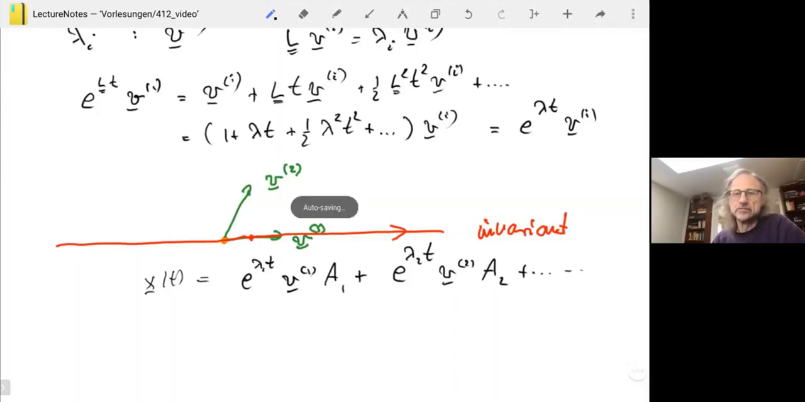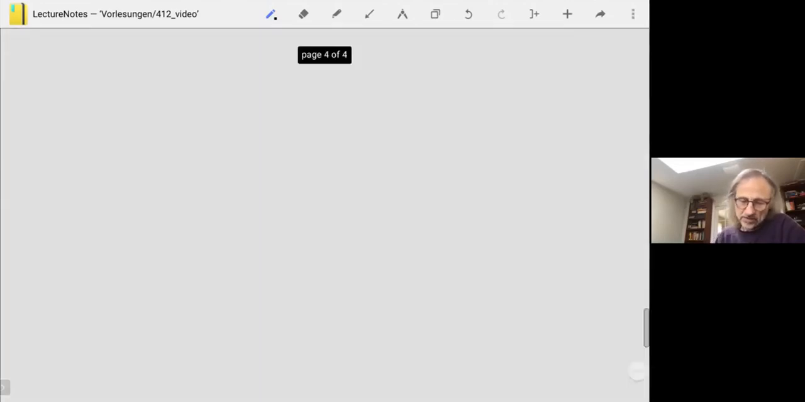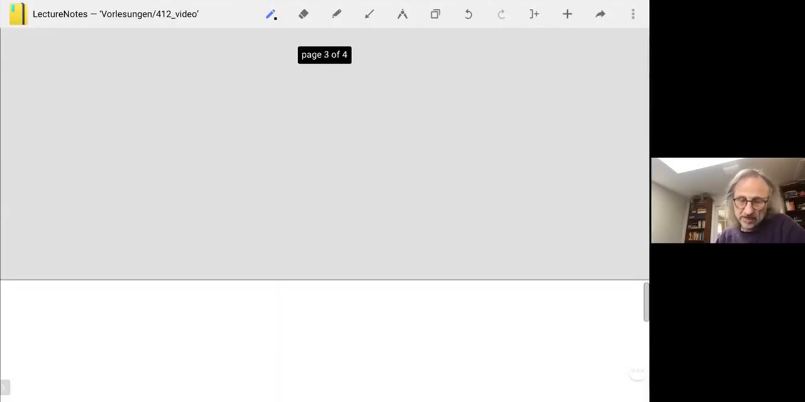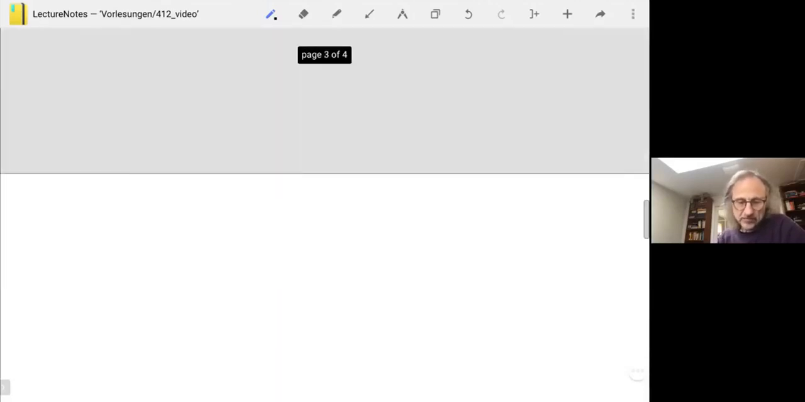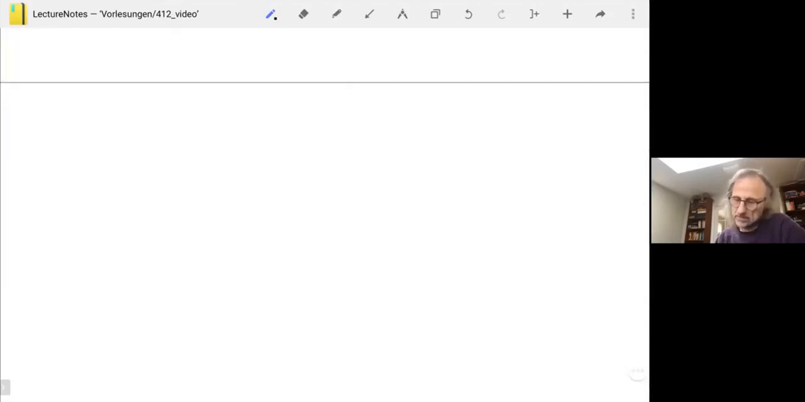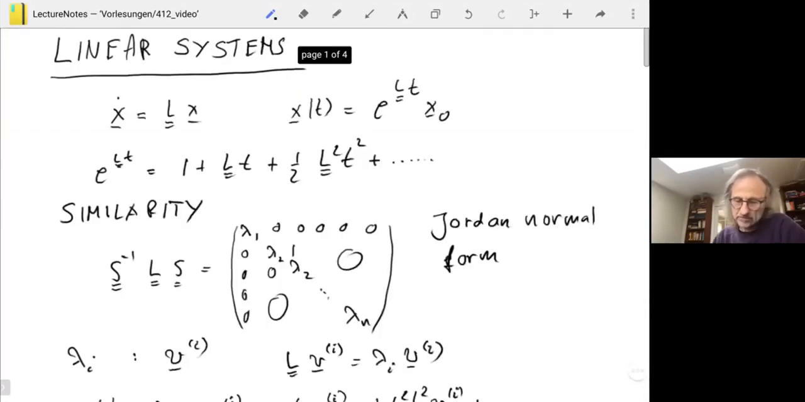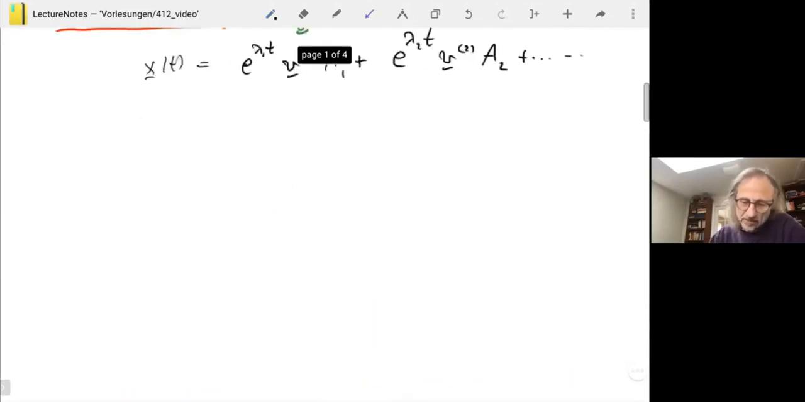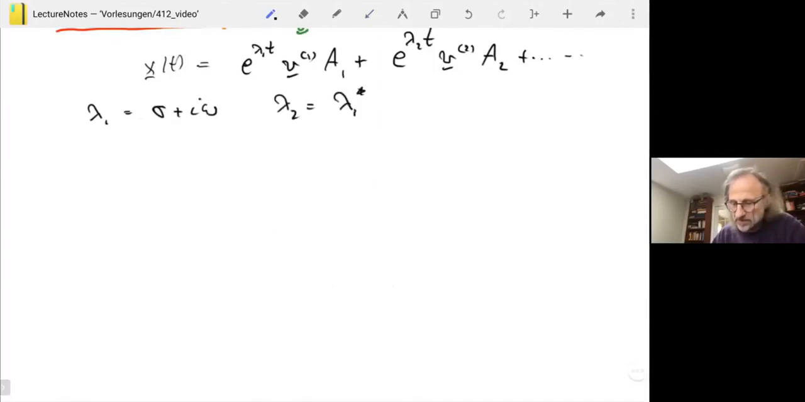So let's just fill in a couple of other aspects. Of course, the eigenvalues could be complex, in which case, since we're assuming that the matrix L is real, the whole differential equation is real, so the solution has to be real. And so even though the eigenvalues are complex, they always have to show up as a complex pair. So we would have lambda 1 equals sigma plus i omega, and lambda 2 would be lambda 1 star, which would be sigma minus i omega, where sigma would be the growth rate and omega would be the frequency.